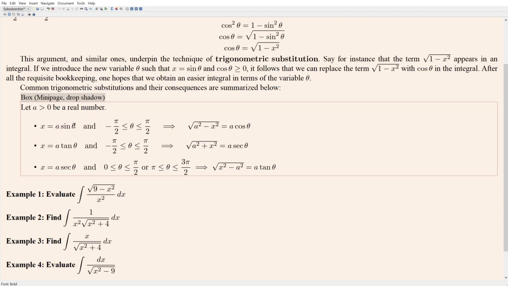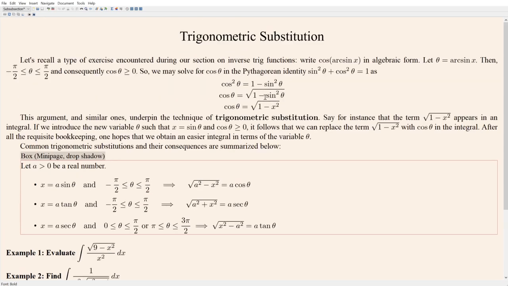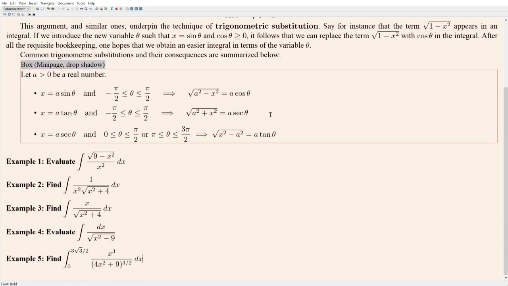So if we introduce theta such that x is equal to a sine theta, where a is just any number, it just adds a little bit of generality, where theta is between negative pi over 2 and pi over 2. Well, if this is the case, then we can say for certain that the square root of a squared minus x squared is going to equal a cosine theta, for exactly the same reason as up here above. It's a consequence of the Pythagorean identity.